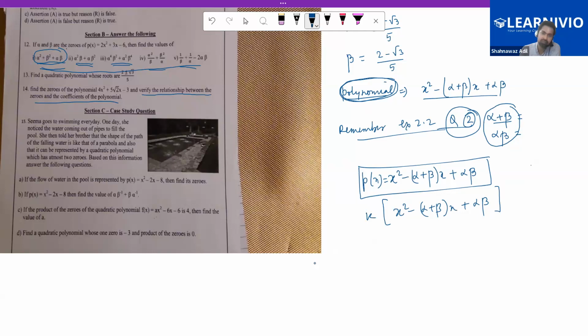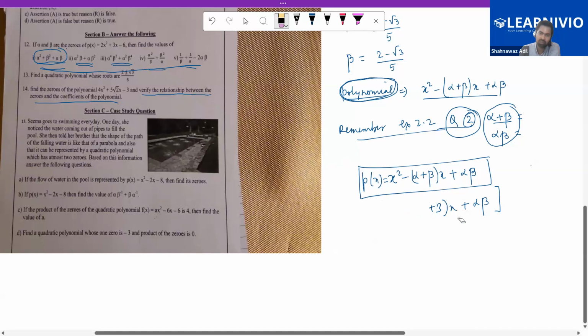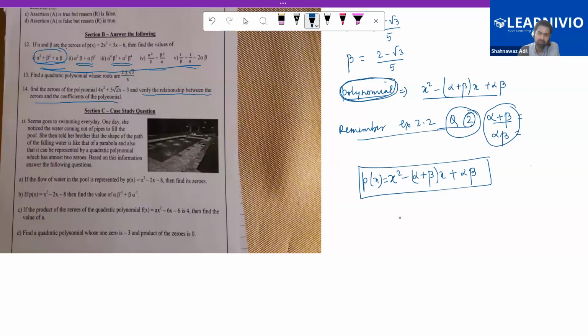Alpha plus beta is not like this, Sx plus p. No, no, no. Sx was the sum, that value of x, and then p is the product. So it is x square minus sx plus p, something like this. Yes, sir. So s is the sum and p is the product.